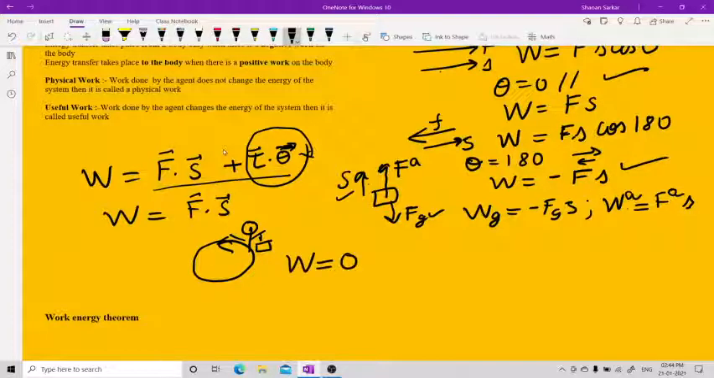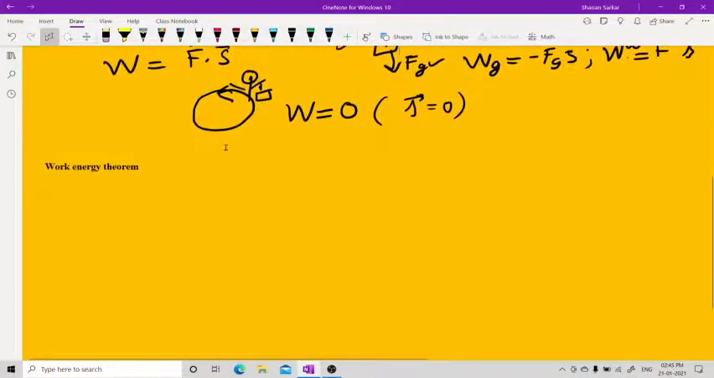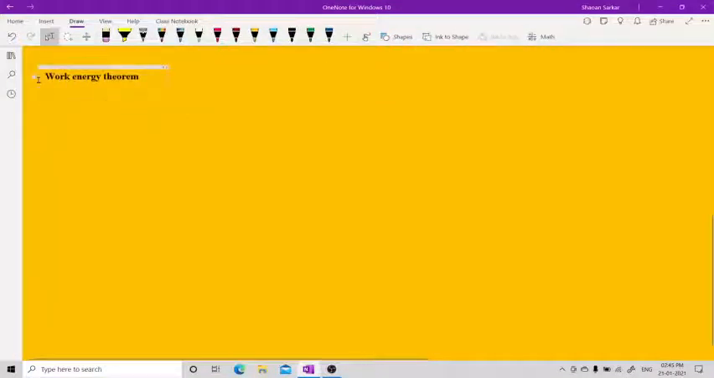Why? Because the displacement S vector is zero. That's the main reason. This is just physical work. You will get tired, but there is no change in the energy or the system. But when you are lifting this book up, then the energy of the system is changing. That is called useful work. I hope you've understood what is useful work and what is physical work. Now, after this, we will get into the most important thing, the work energy theorem. We will discuss the work energy theorem in great detail.